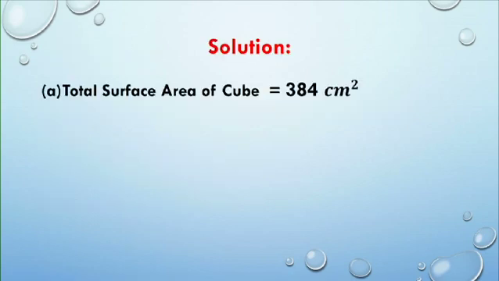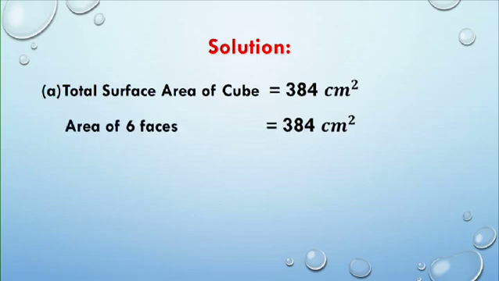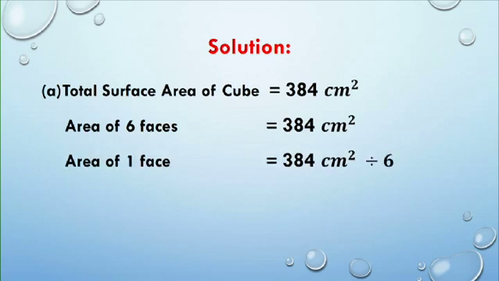So you have been given that the total surface area of the cube is 384 centimeters square. If you will recall, in the first video, we have learned that the total surface area of the cube is in fact area of 6 faces. That is, the area of the 6 faces is equal to 384 centimeters square. To find the area of one face, I divide by 6. That is 64 centimeters square.